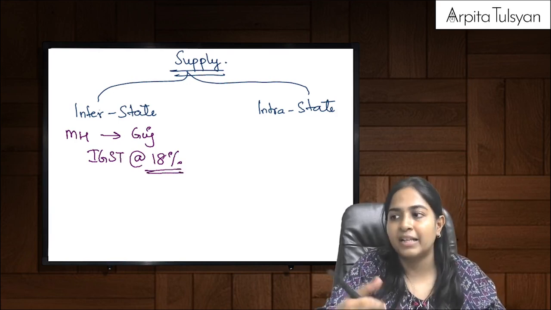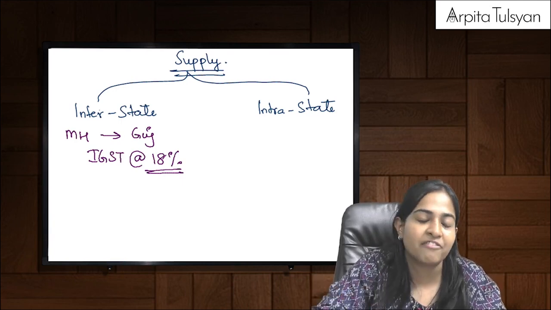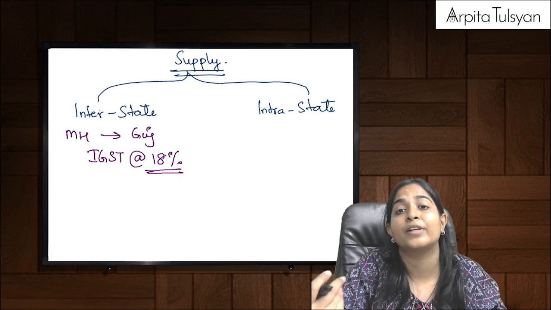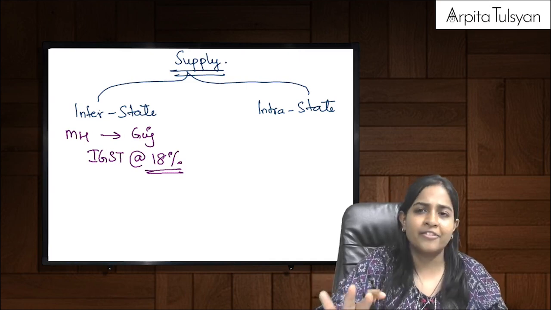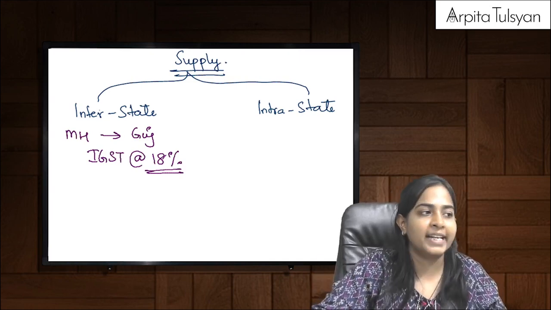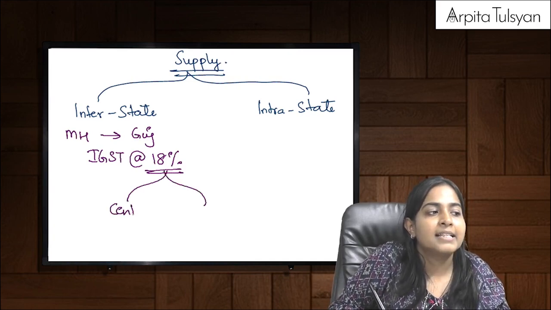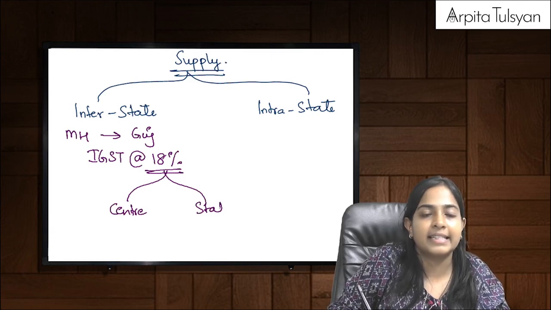Okay, so IGST at the rate of 18%. 18% is an example. There are different rates of GST. It is 5% also, 12% also, 18% also, 28% also. We have just taken a normal example of 18%. So this 18% will later on be shared between the center as well as the state.